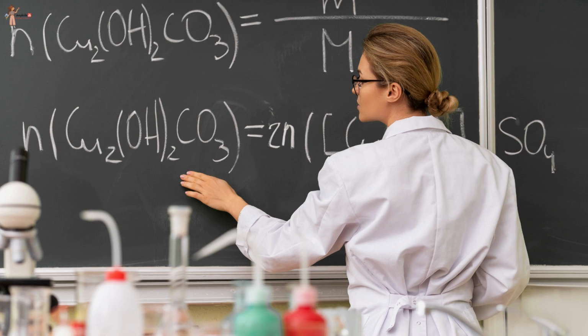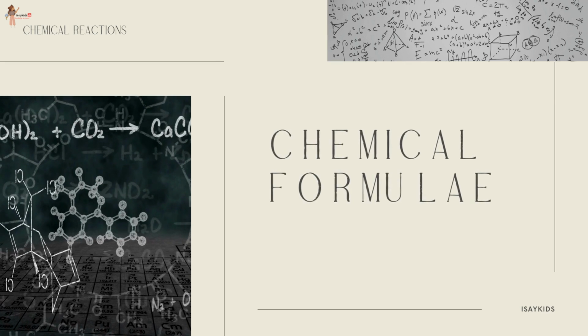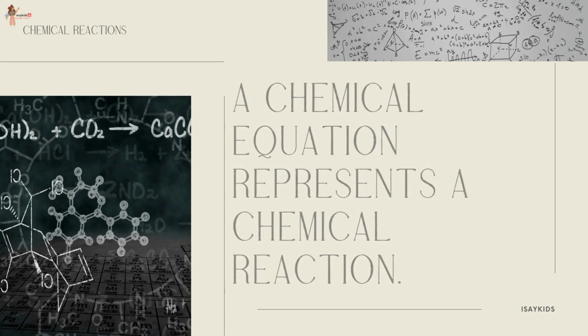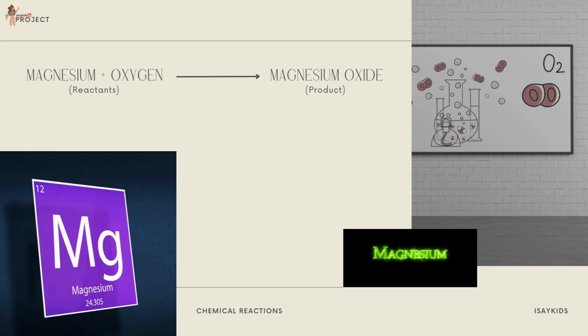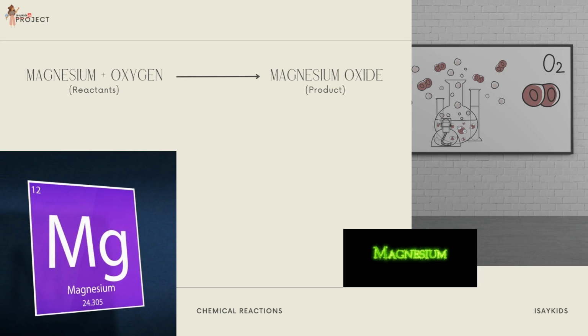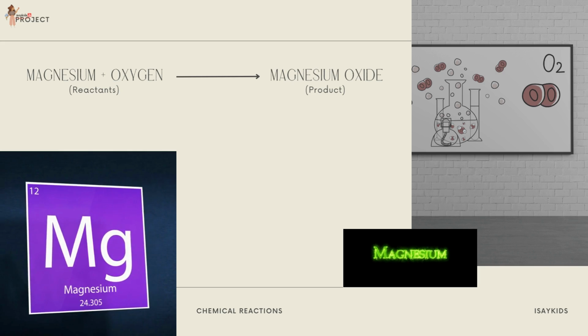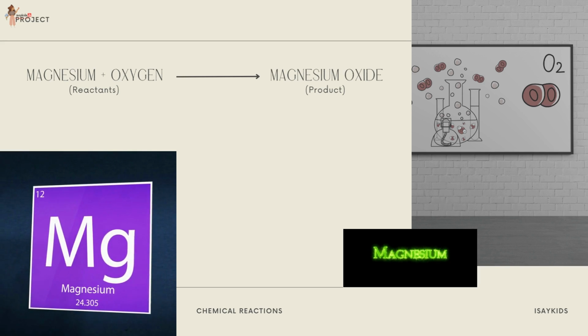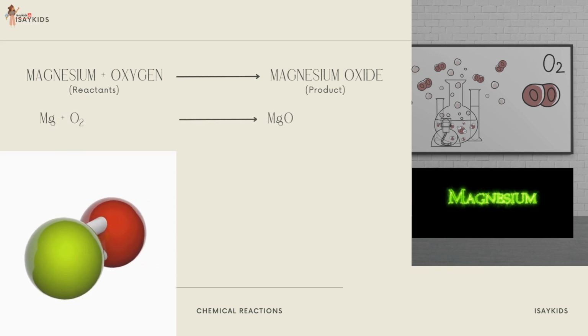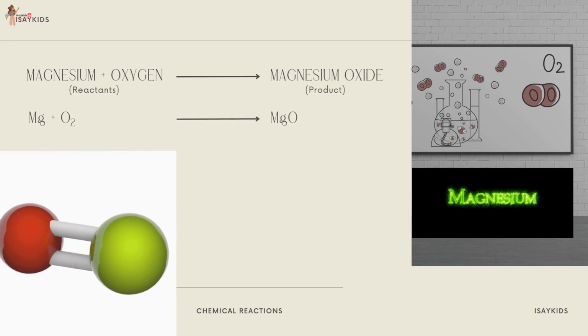Is there any other shorter way of representing chemical equations? Chemical equations can be made more concise and useful if we use chemical formulae instead of words. A chemical equation represents a chemical reaction. In the example we discussed, let's replace magnesium, oxygen and magnesium oxide with their respective formulae, and hence the equation becomes Mg plus O2 gives MgO.